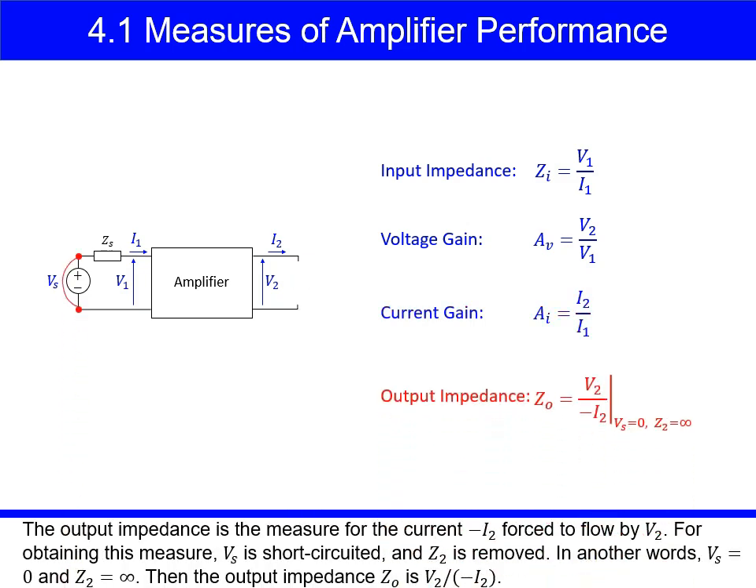The output impedance is the measure for the current negative I2, forced to flow by V2. For obtaining this measure, Vs is short-circuited, and Z2 is removed. In other words, Vs equals 0, and Z2 is infinite. Then the output impedance ZO is V2 over negative I2.